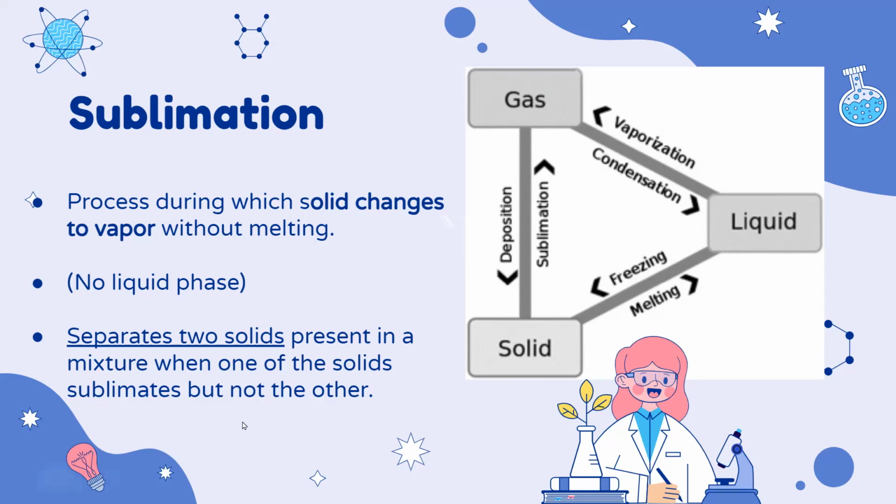Let's look at this triangle, right? When we learn through science, let's take an example of an ice cube, it goes from a solid to a liquid to a gas. However, in the process of sublimation, a solid goes into gas without passing through that liquid phase.